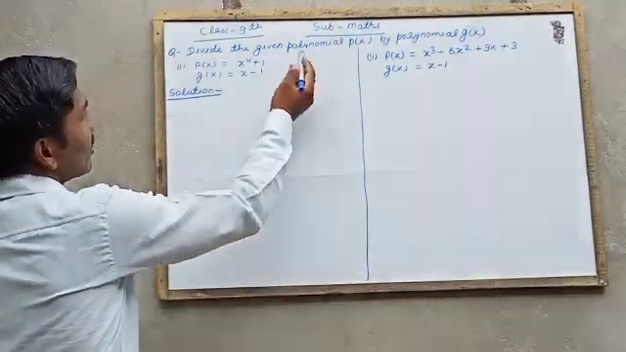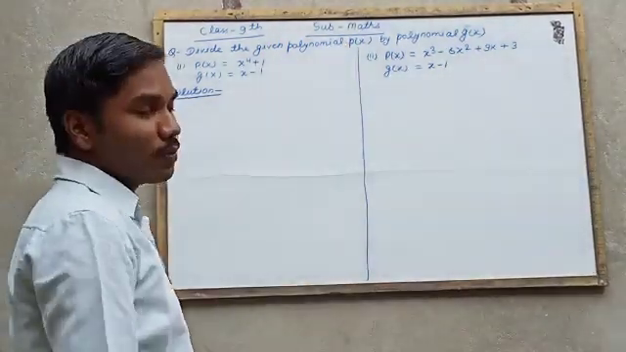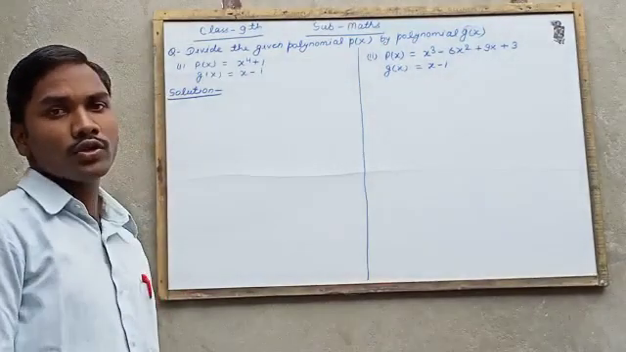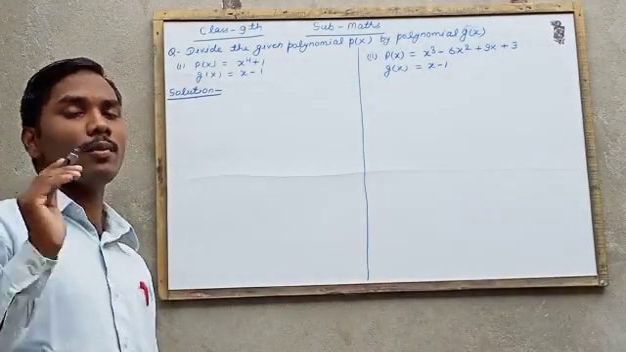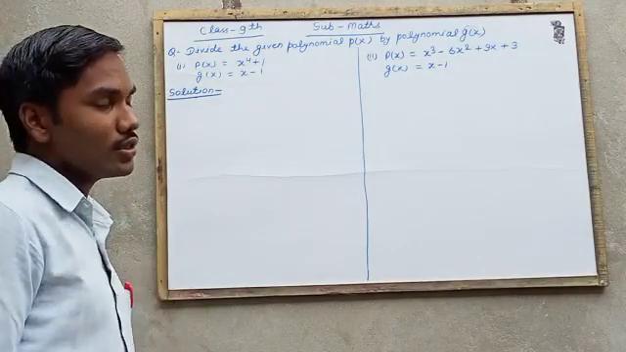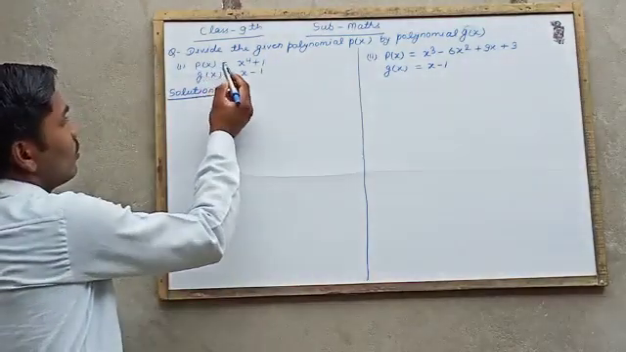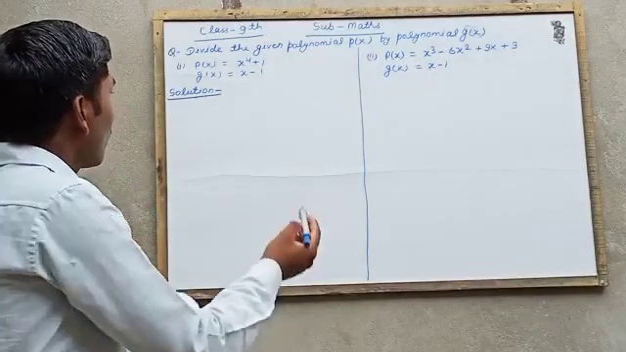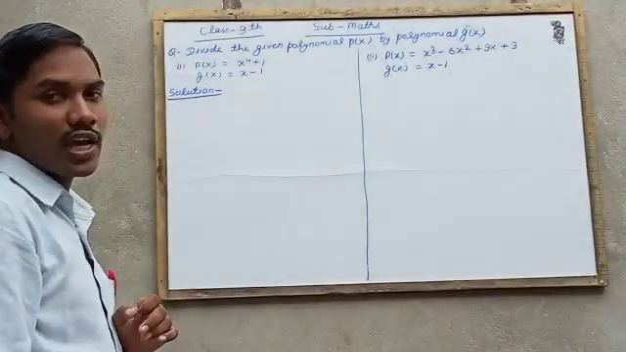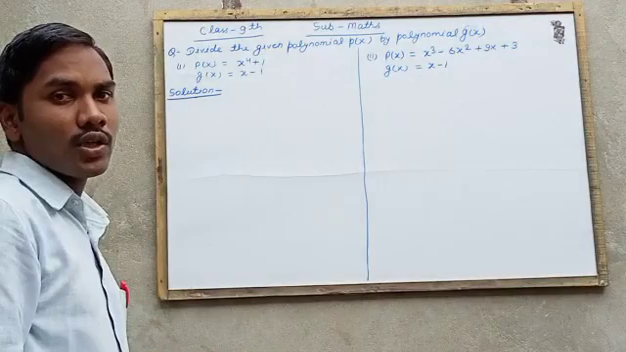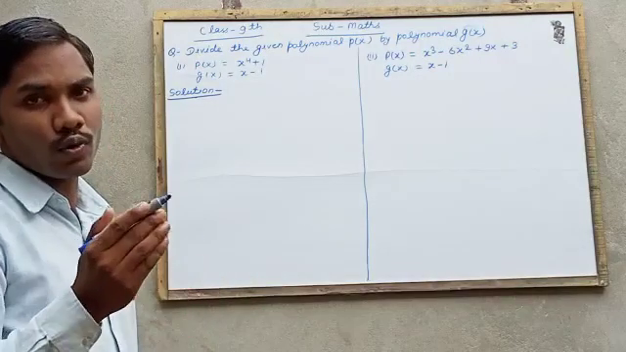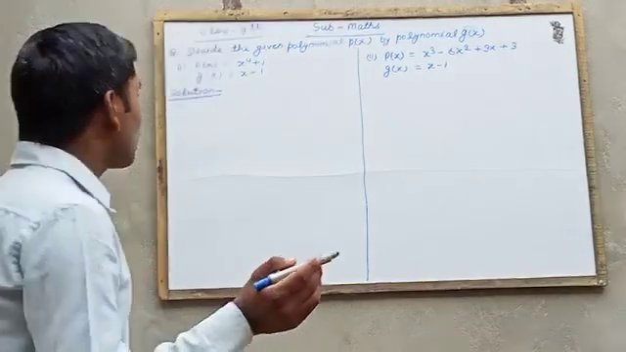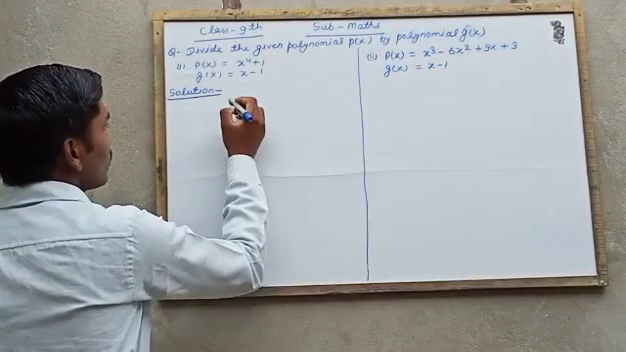Here, divide the given polynomial p(x) by polynomial g(x). So, we have to divide the polynomial p(x) by polynomial g(x). In the first question, p(x) is equal to x to the power 4 plus 1 and g(x) is equal to x minus 1. Means we have to divide x to the power 4 plus 1 by x minus 1. So, solution.